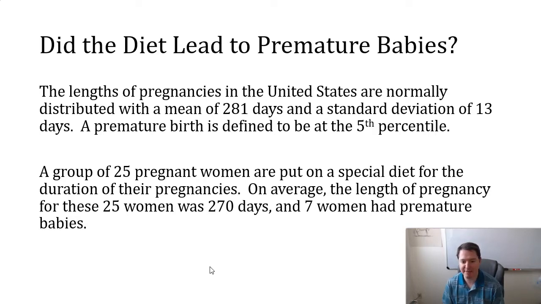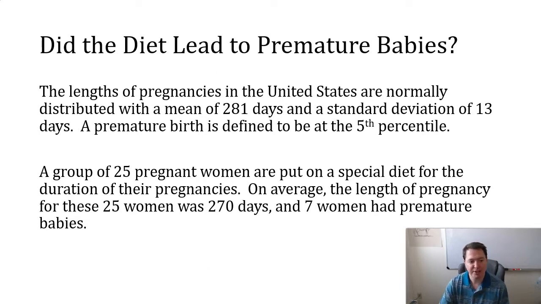But 7 of those 25 women had premature babies, which is certainly more than the 5% that we would assume would have premature babies. Remember, premature birth is defined to be the 5th percentile, which means we would expect 5% of pregnancies to be born at this premature age.